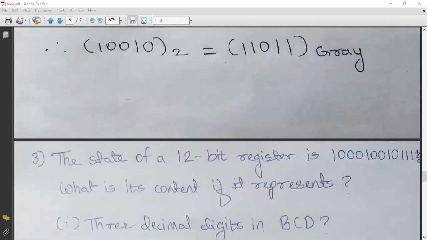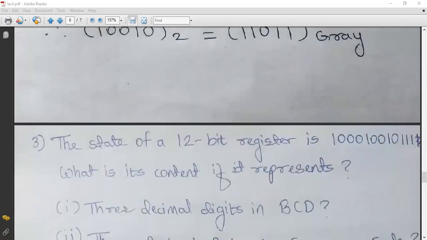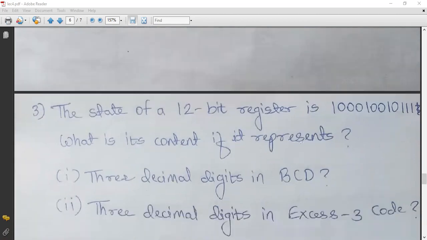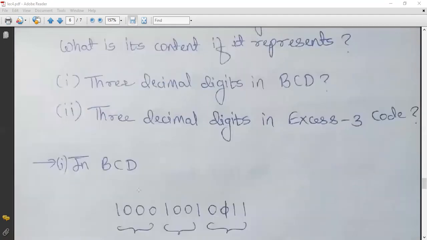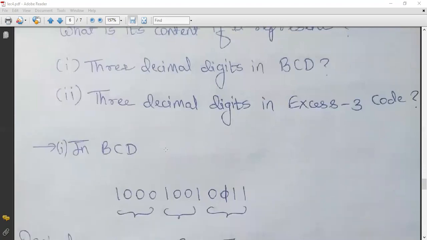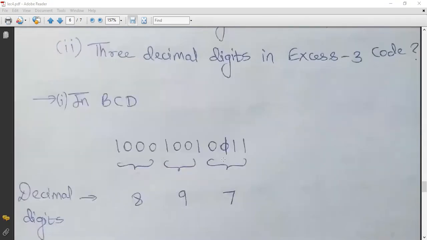Now the next example: the state of a 12-bit register is given here. It is represented as 10000, 10000, 10111. What is its content if it is represented as 3 decimal digits in BCD and 3 decimal digits in XS3 code? So we need to represent it in 3-decimal-digit BCD form. We are going to write this number as it is.